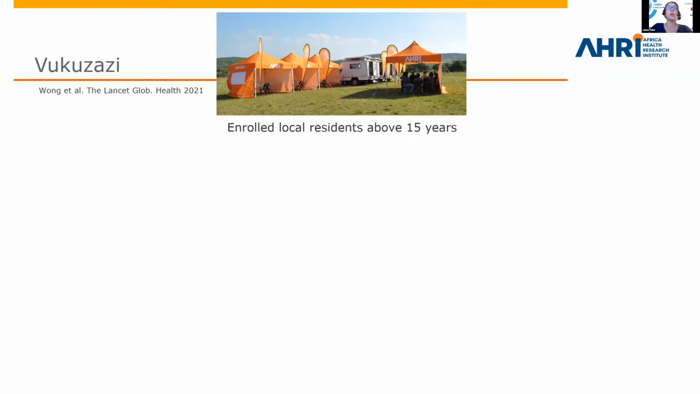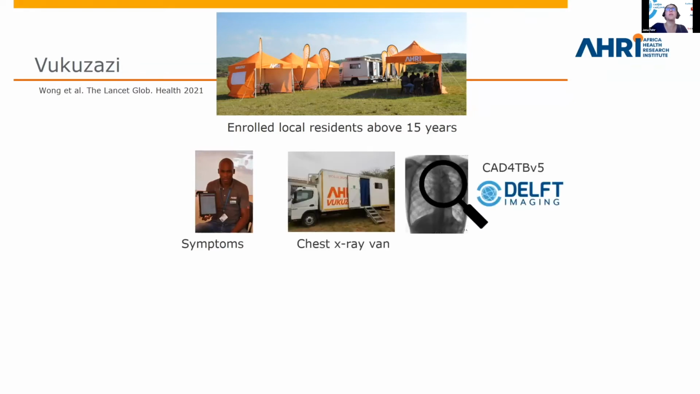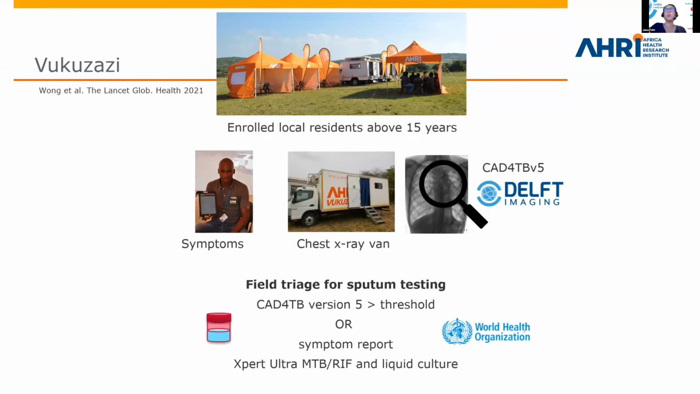For this TB screening, the participants were asked if they experience any current symptoms such as fever, cough, night sweats, or weight loss. They also underwent digital chest X-ray imaging in a van that was equipped with a mobile chest X-ray unit. Following WHO guidelines for TB prevalence surveys, participants received sputum testing if they had an abnormal chest X-ray or if they experienced any current symptoms. Among those participants who were triaged for sputum testing, microbiological sputum testing was performed using Xpert Ultra and MGIT liquid culture.